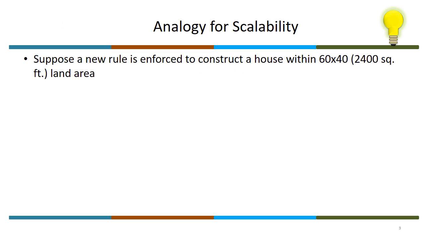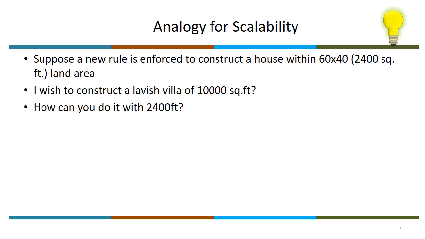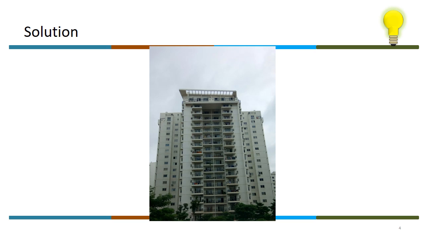Suppose there is a new rule enforced to construct a house within 2400 square feet of land area, and I have a wish of constructing a lavish villa of 10,000 square feet or even more. How do I achieve this? We are facing the same problem, right? Of course we will come out with a solution to get into a big house within the same area. So what is the parallel drawn for the scalability in the representation?